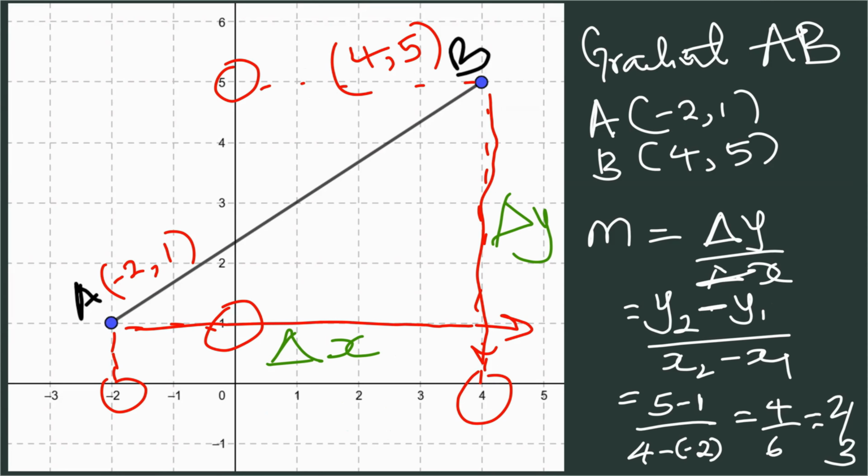If you have the two known points, you just get the x and y coordinates. You subtract the y-coordinates and you divide by the x-coordinates, and you get your gradient.